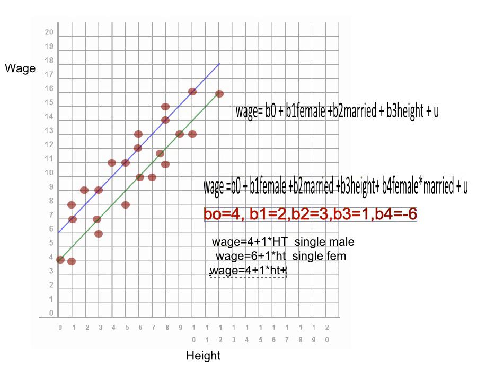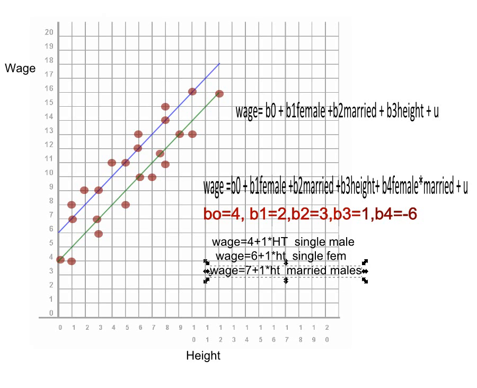So b2, our estimate is 3 for our coefficient. 3 times 1. Since this is a married male, 1 will be the value for the married dummy variable. But since they're not female, this last term will drop out. So we have wage is equal to 4 plus 1 times height plus 3. Well, we can write that more simply. Just add the 3 and the 4 together, collecting terms here. Wage equals 7 plus 1 times height. So we have another relationship here for, oh sorry, this is for married males.